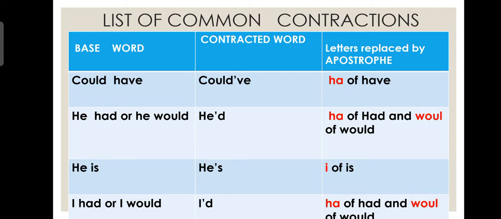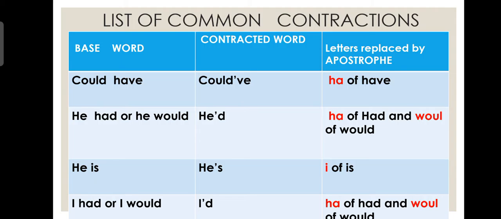H-E-'-D. So to make this contracted form, we remove the HA of had and the WOUL of would. The first word, he, remains as it is. You just notice that: he is as it is. We are only removing the letters from the second word to change it into a contracted form.